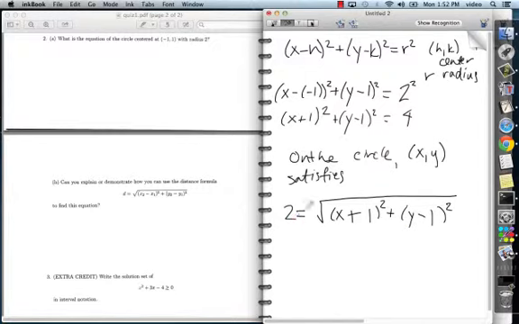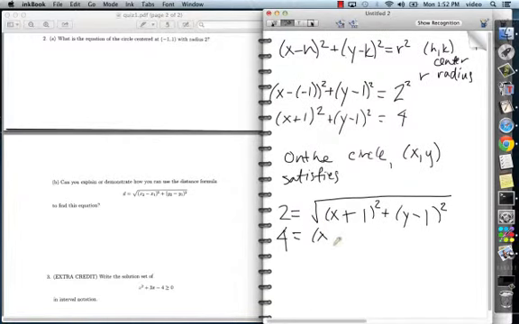So 2 is equal to the square root of (x + 1)^2 + (y - 1)^2. If we square both sides, we actually get the circle in its standard form. This is called standard form when I have (x - h)^2 + (y - k)^2 = r^2. Any point on the circle (x, y) satisfies that the distance from that point to the center has to be the radius. And then if we square both sides, we get the circle in standard form.